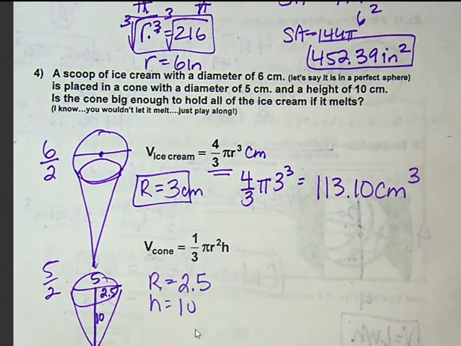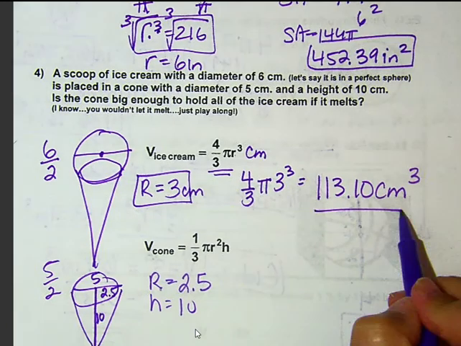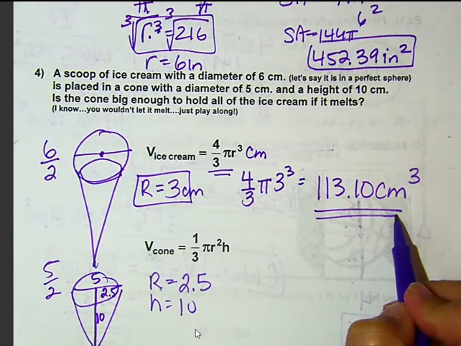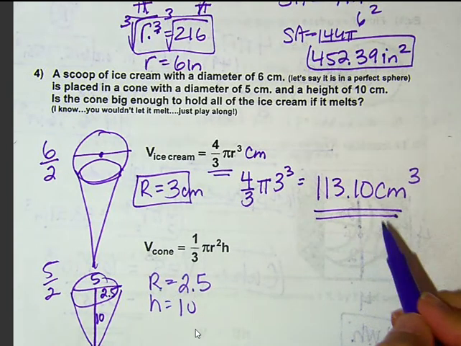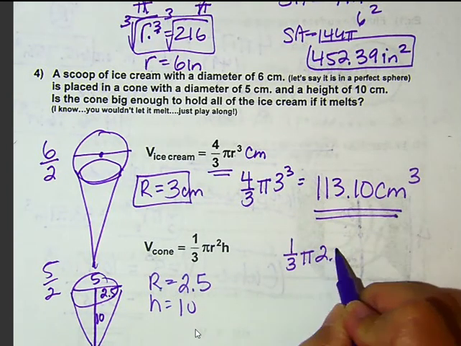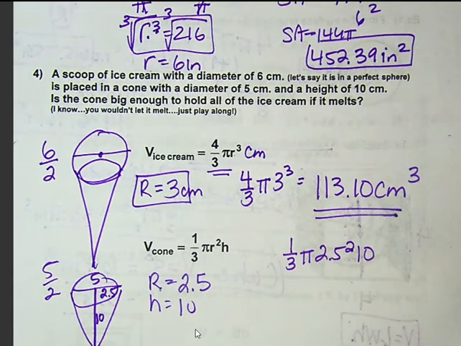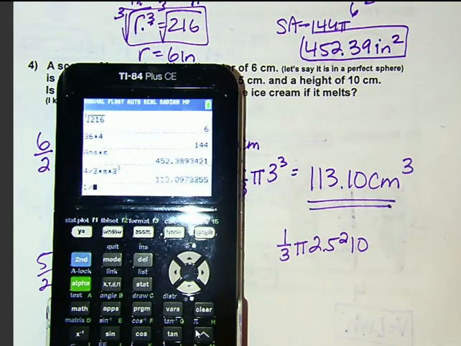Okay, now I need my cone. I'm going to do 1/3 pi, 2.5 squared times 10. All right, so now I'm going to go to my volume here, and I'm going to 1 divided by 3 times pi times 2.5 squared times 10. Make sure I typed it in right, and I get 65.4498, which would round to 65.45 centimeters cubed.